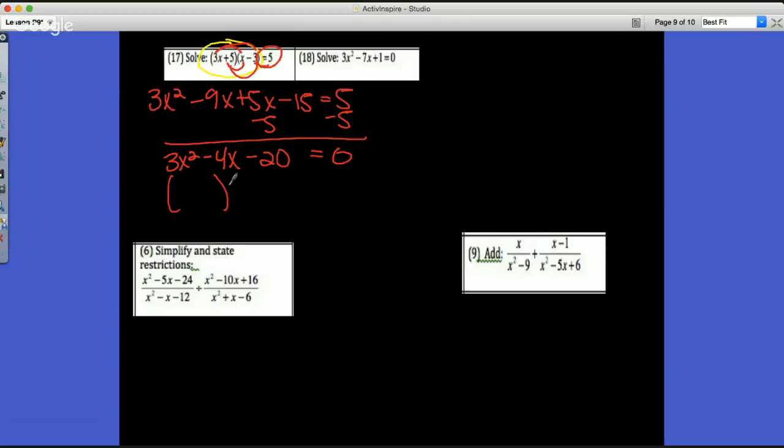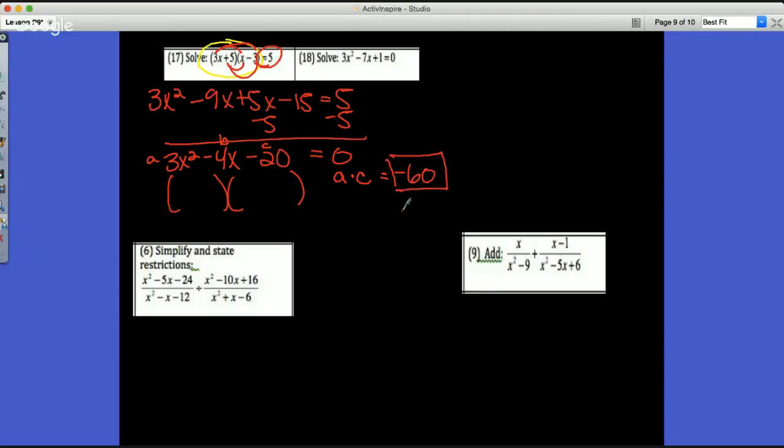So we could do the A times C method or the check and guess. A times C is negative 60. Okay, so my question is what number when, remember A times C, by the way. A's here, C's here, B's here, right? Make sure you take the sign with it. So that's how we got negative 60. 3 times negative 20. So two numbers when multiplied get me negative 60, but when added get me negative 4.